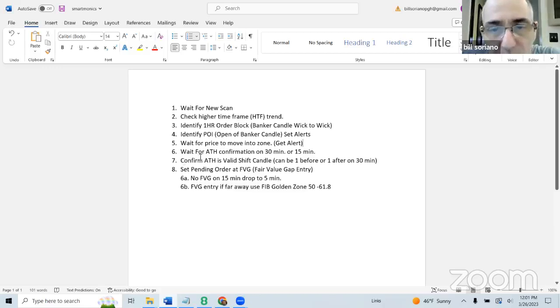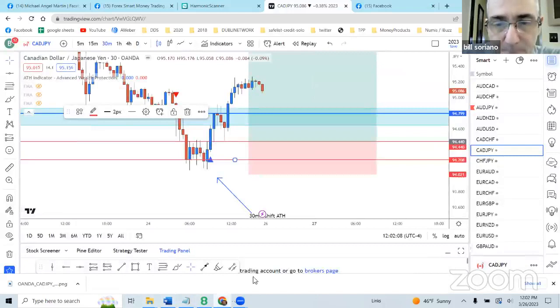Once we got the alert, we waited for ATH confirmation on a 30 or 15. We got it on the 30. We confirmed that the ATH is a valid shift candle. It can be one before or one after on the 30, not on the 15. If you're on the 15, it has to be the same candle. If not, don't take the trade. We set a pending order on the FVG, which is the fair value gap.